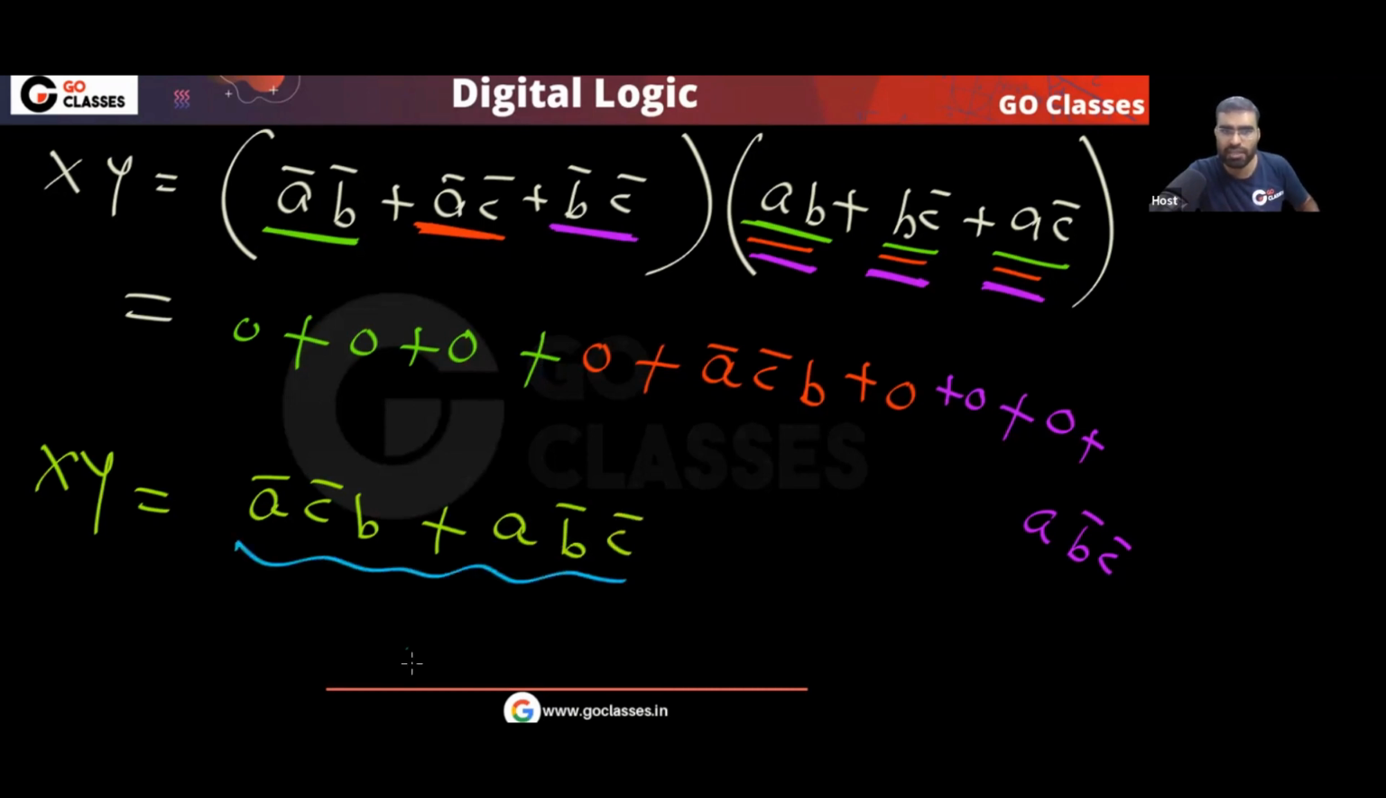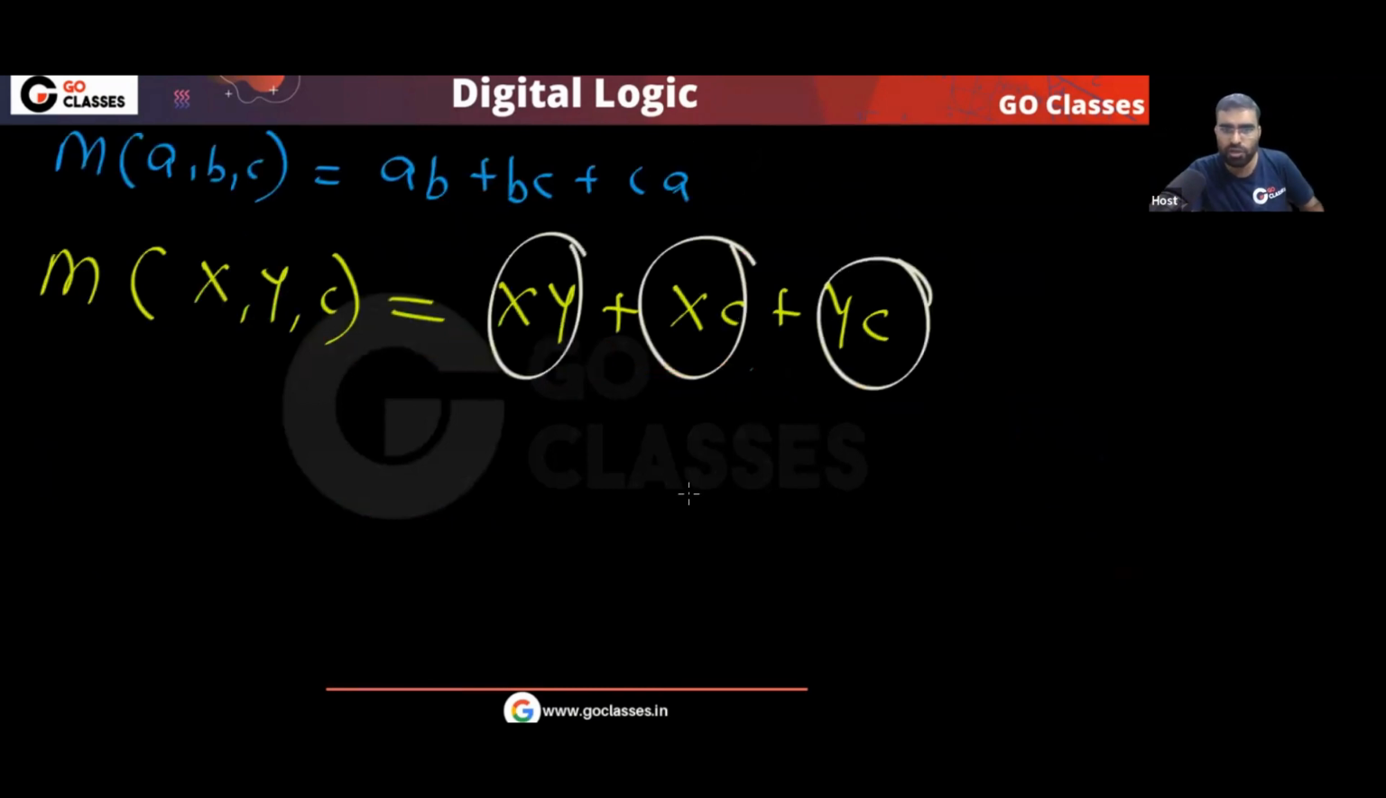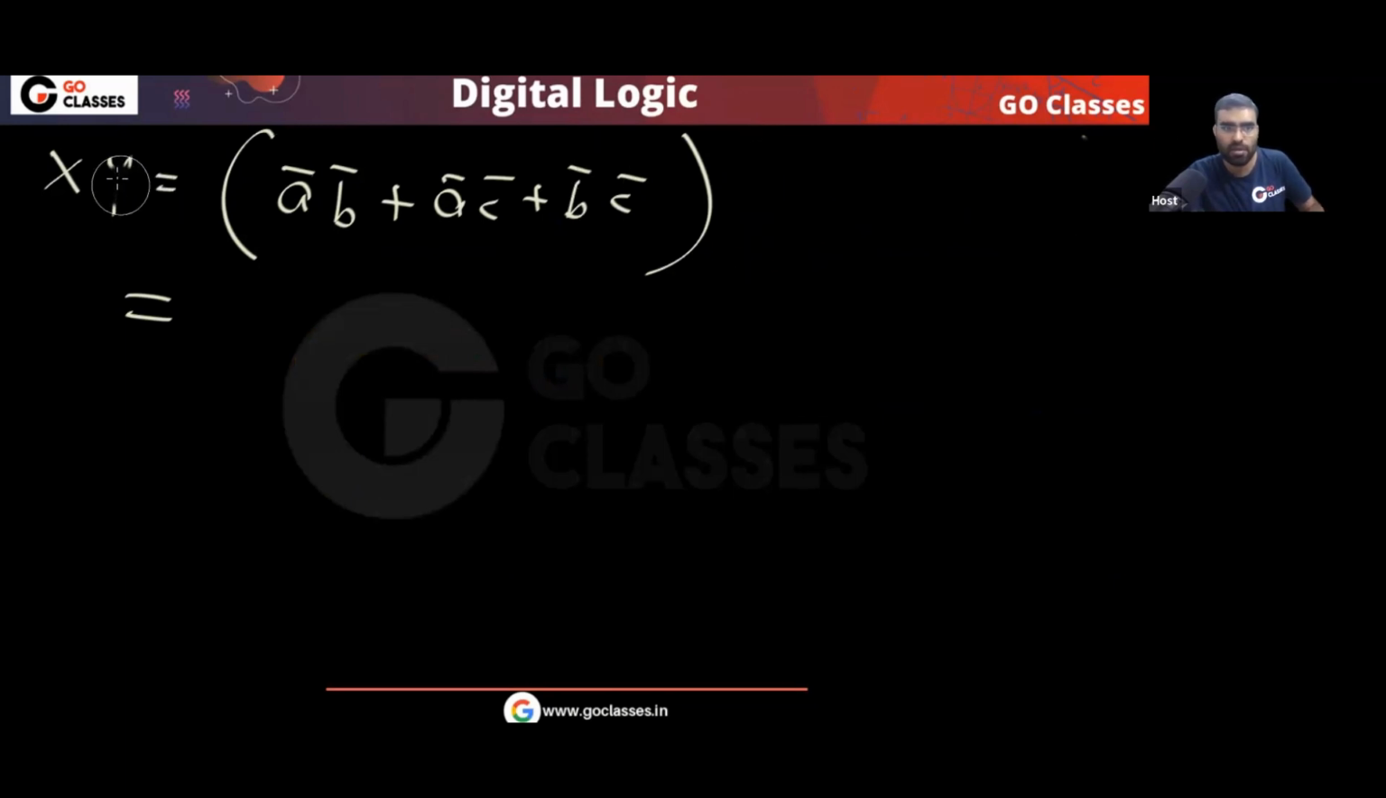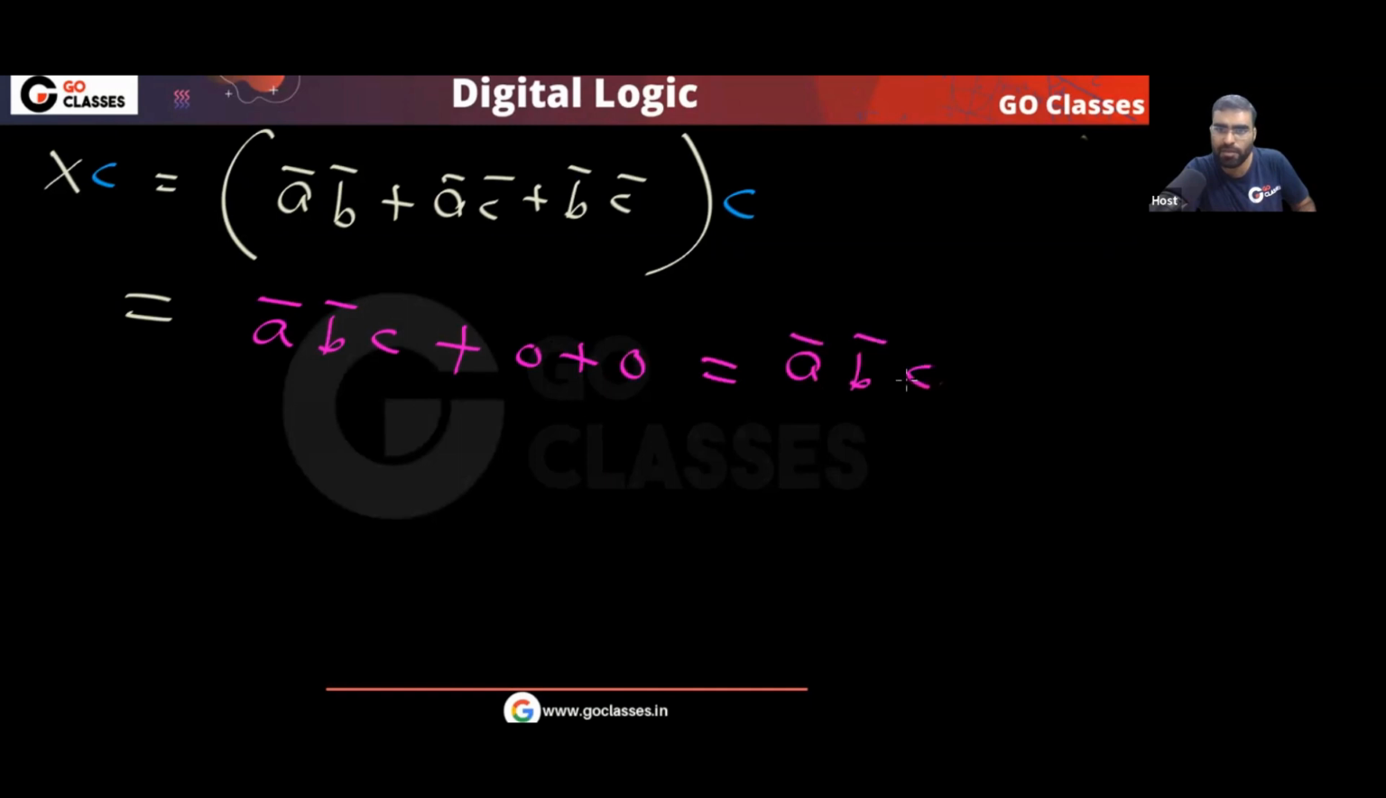So remember, we got xy. But we also need xc and yc. Xy we found. Now we need to find xc. X multiplied with c gives a bar b bar c, plus 0, plus 0. So finally, xc is a bar b bar c.